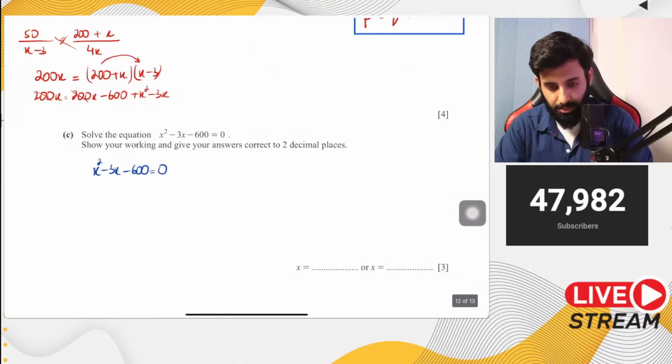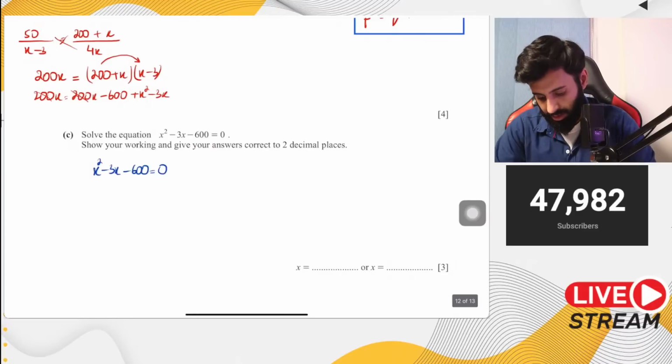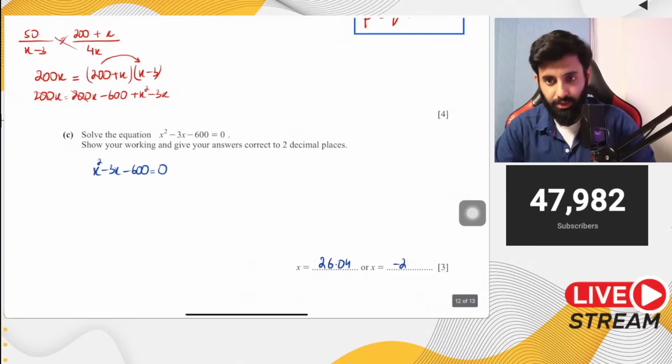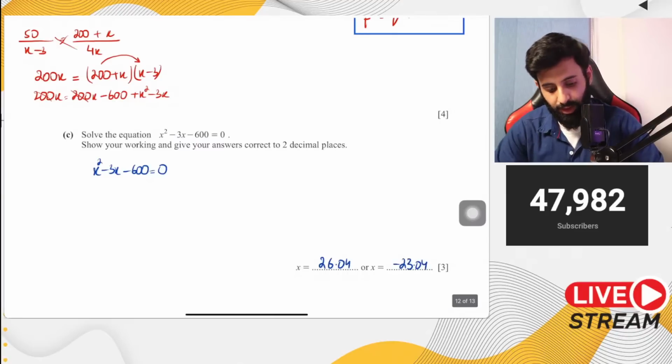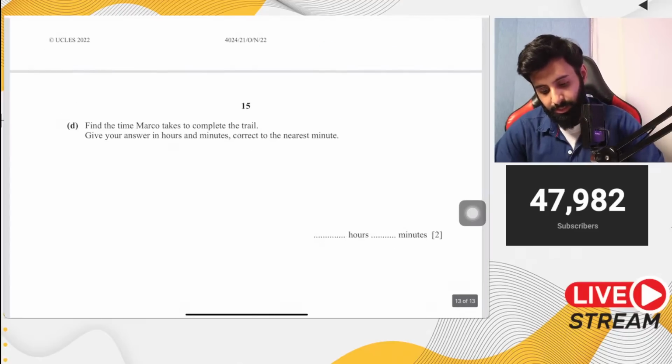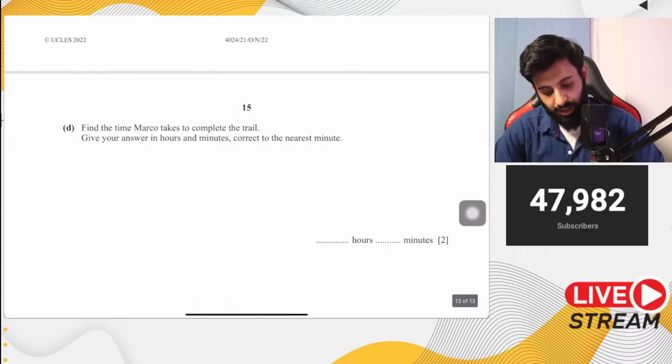1 minus 3 minus 600. Again, I'm saving some time and solving it directly in the calculator. So we get 26.04 and the other value is minus 23.04. Okay. Achha. Then it says find the time Marco takes to complete the trail. Give your answer in hours and minutes correct to the nearest minute.